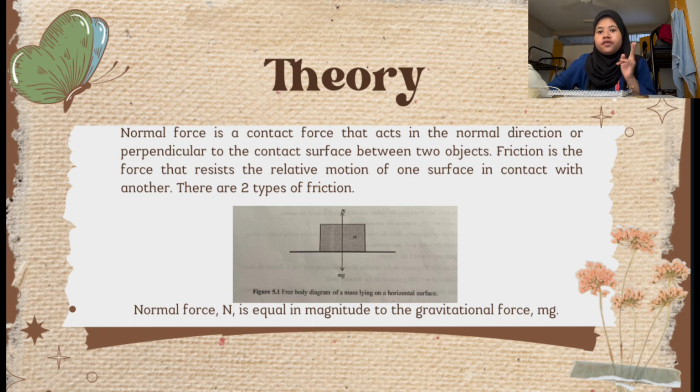There are two types of friction: static friction and kinetic friction. The picture in the slide shows that the normal force is equal in magnitude to the gravitational force, that is mg.